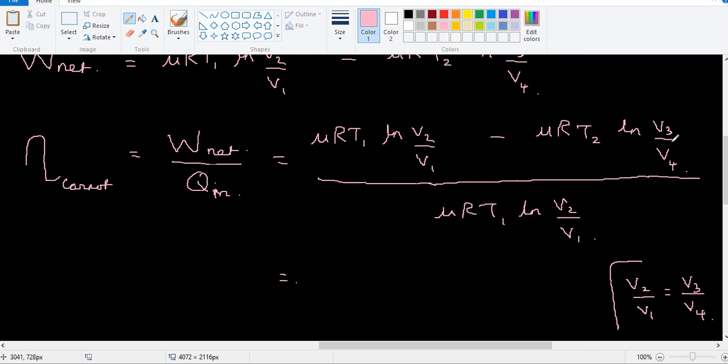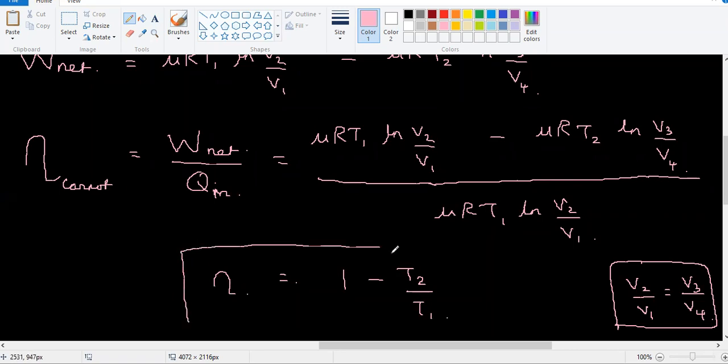So if I know that this and this are equal, then I can take this commonly out, and ln V2 by V1, if I divide this and this will cancel, mu r will cancel. So T1 by T1 will become 1. Similarly, if I divide this term with this term, mu r will cancel, T2 by T1 will be there. This term and this term are same according to this, which means I'll be getting T2 by T1. And that is the efficiency of the Carnot engine.